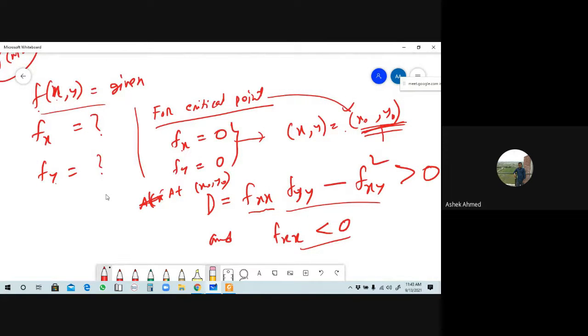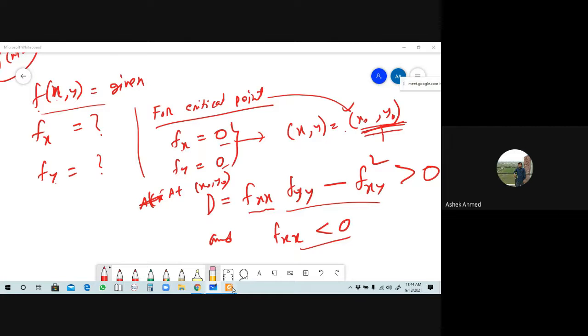If we have a two-variable function, at first we have to take the partial derivative with respect to x and with respect to y, and set both equal to 0. After that we get two equations, and after solving them, the values we get will be called the critical point. At the critical point we compute f suffix xx times f suffix yy minus f suffix xy whole square. When this value is greater than 0 and the value of f suffix xx is less than 0, then we can say that the function f of x, y will have a maximum value at the point x naught, y naught. Understand? Yes, possible. You understand?